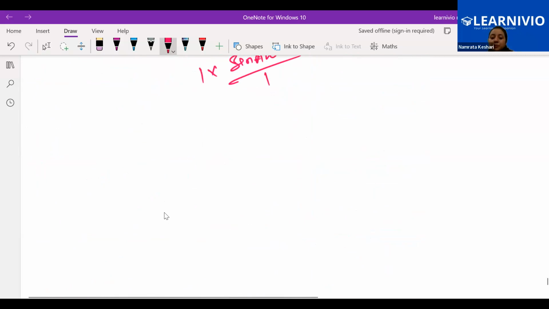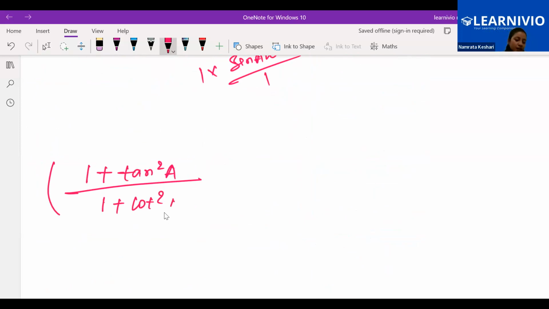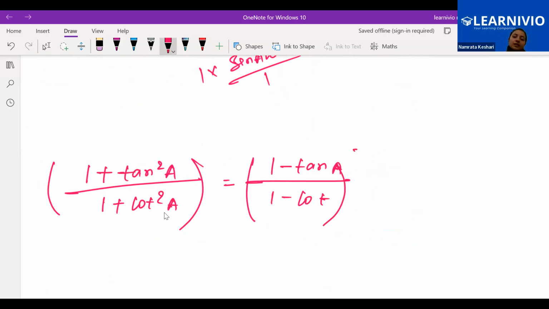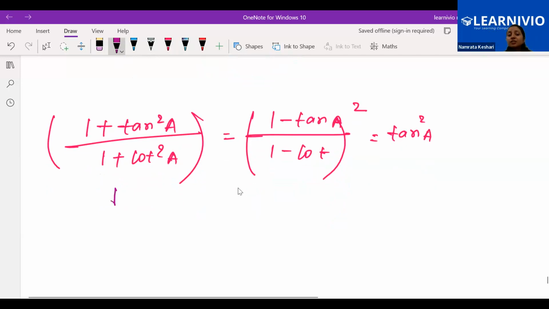It requires huge practice. You have to practice different types of questions by yourself. Now we are having the last question from this chapter: 1 plus tan square A by 1 plus cot square A is equal to (1 minus tan A by 1 minus cot A) whole square is equal to tan square A. All we have to prove is that the first part equals the second part equals the third part. Let's try working on the first part at least for now.